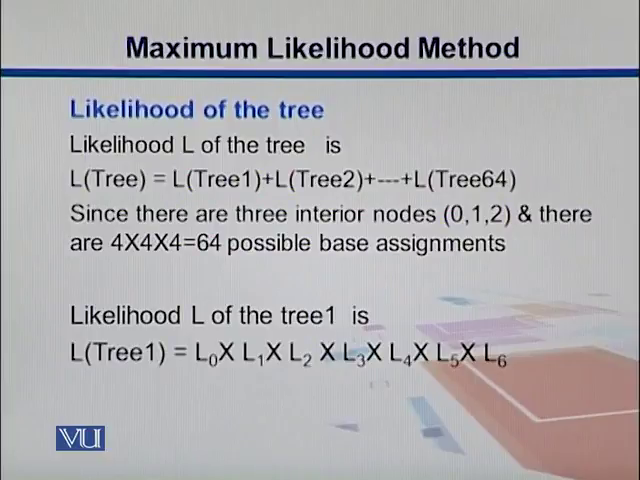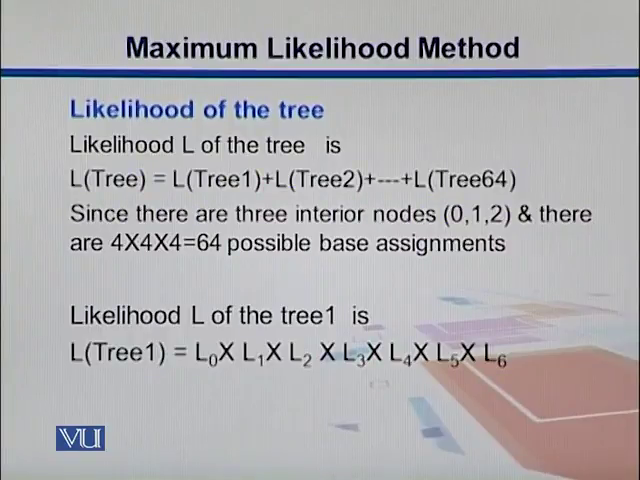L of the tree is equal to the L of tree 1, added with tree 2, and so on till tree 64. We have 3 interior nodes, 0, 1 and 2, and at any of these interior nodes we can have any one of A, T, G or C. So in total we have 4 times 4 times 4, 64 possible base assignments, and in this way we can come up with 64 different trees. How can we calculate the likelihood of tree 1? That is given by all the likelihoods present in that tree, so the product of all of them.